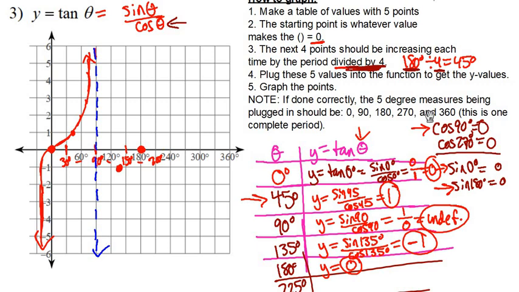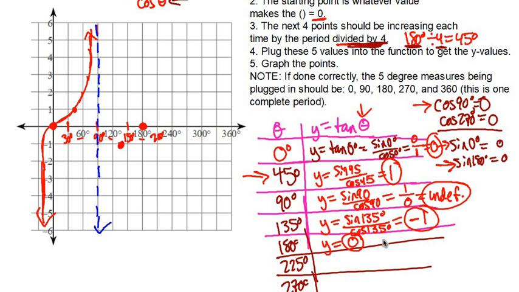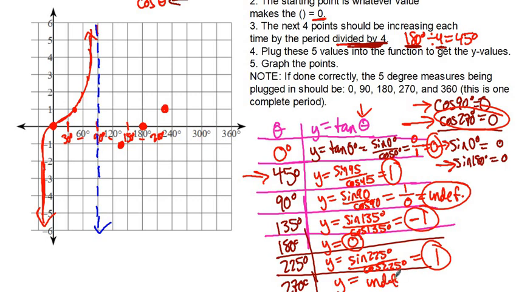225 is also going to be a reference angle of 45. So sine 225 over cosine 225. But we're in the third quadrant at 225. Tangent is positive in the third quadrant. So 225, 1 would put us right here. And then what happens at 270? This happens. Cosine of 270, we're going to have another undefined, another vertical asymptote. So let's draw that in.